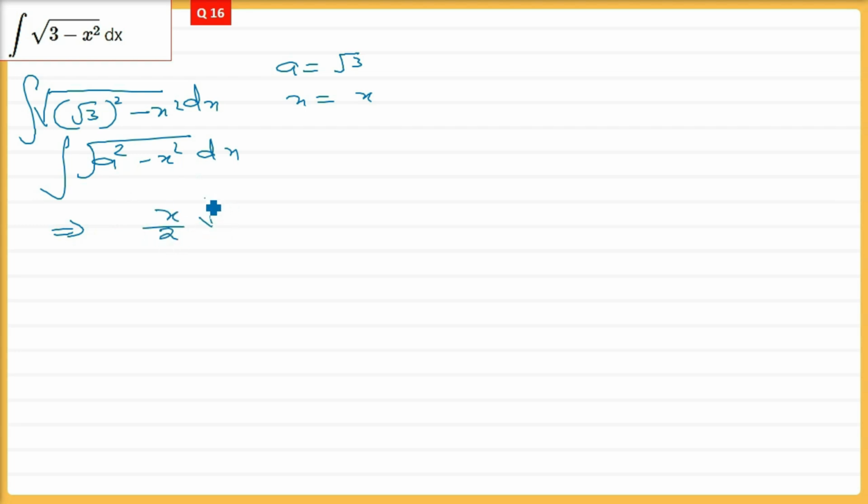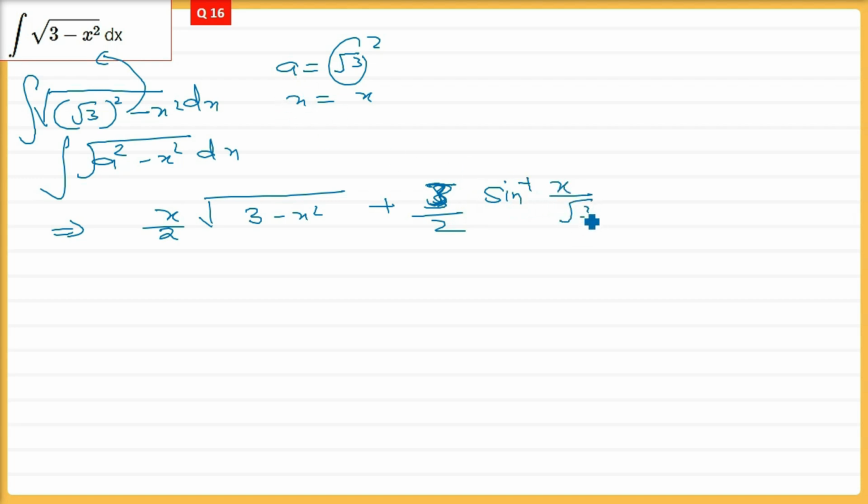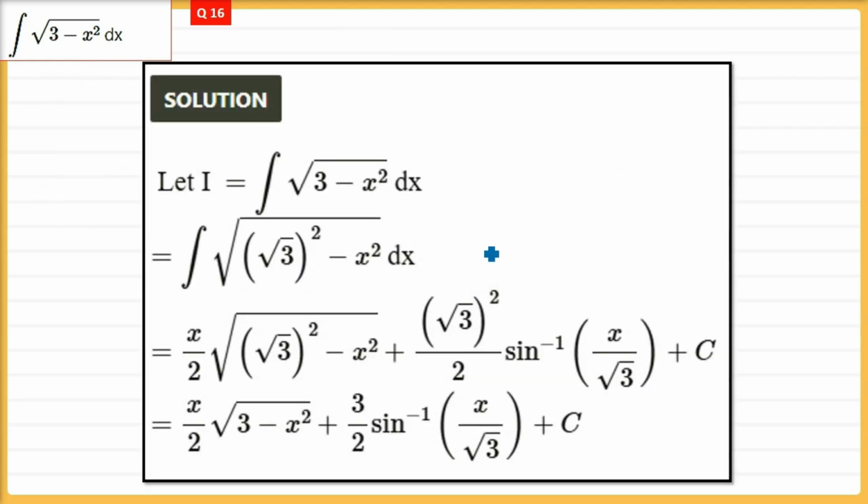X by 2 under root a square minus x square is original equation only. You can just write 3 minus x square here. And plus a square by 2. What is a square by 2? It's root 3 whole square by 2. You can just write 3 by 2. And then sin inverse x by a. X is x only. A is root 3 plus constant of integration. So this is the direct result of under root a square minus x square, where a is under root 3.